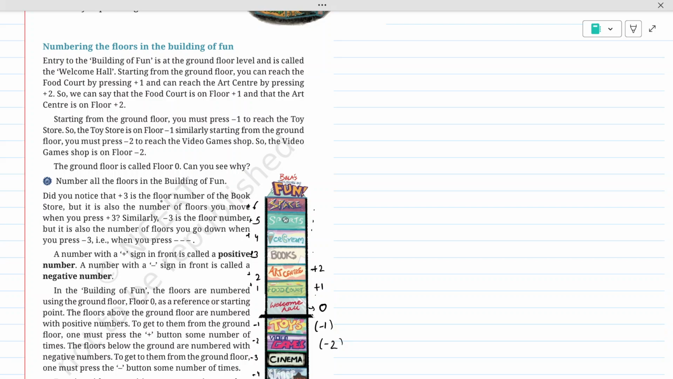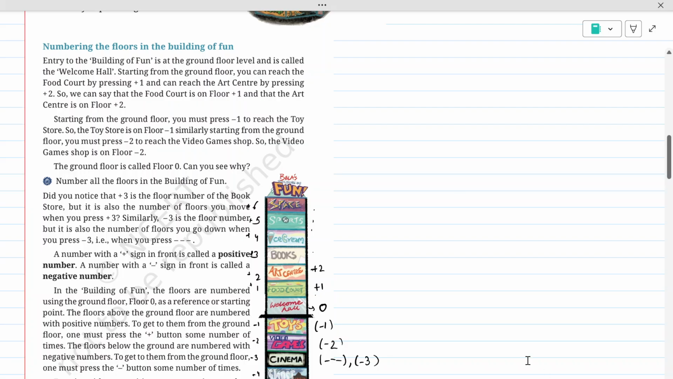Did you notice that +3 is the floor number of the bookstore? That is correct. Similarly, -3 is the floor number, but it is also the number of floors you go down when you press -3. That is the cinema. So if I have to reach here, we will press minus, minus, minus, or -3, to reach this floor. Now, a number with a positive sign in front of it is called a positive number, and a number with a negative sign is called a negative number. This is the same as what we have learnt above about positive and negative numbers, or positive and negative integers.